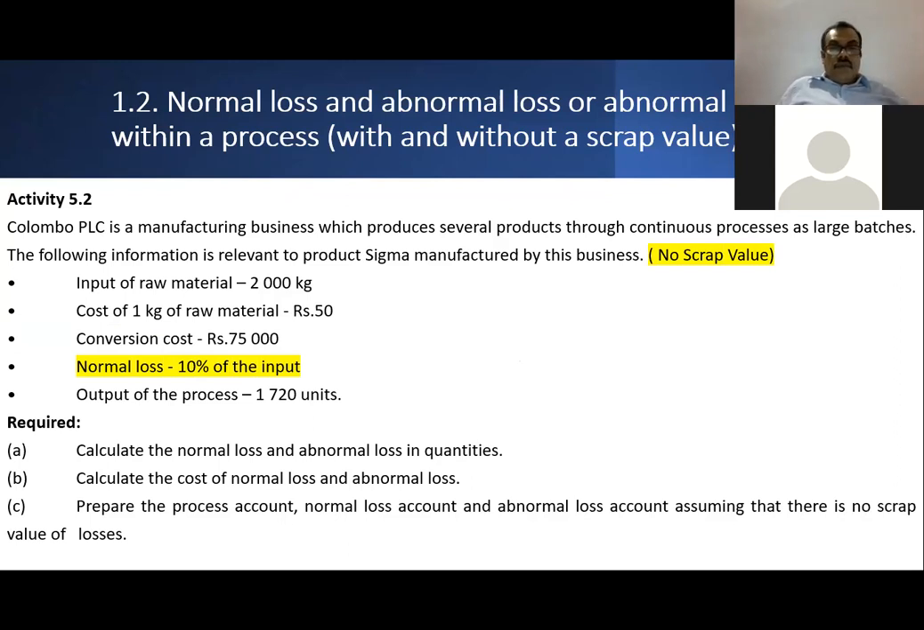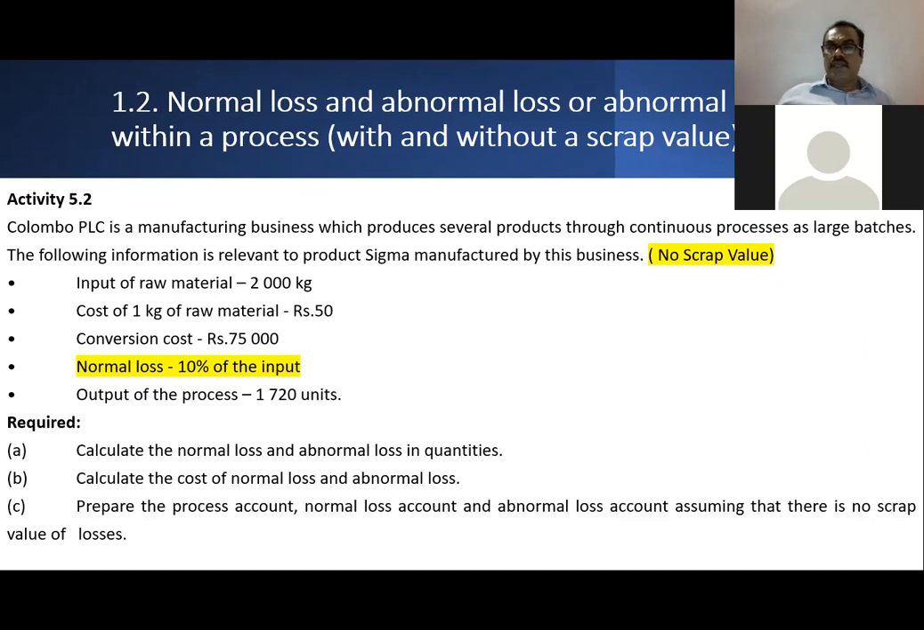Colombo PLC is a manufacturing business which produces several products through continuous processes. For simplicity, it says no scrap value. What does it mean? There are losses, but the losses do not have any scrap value.